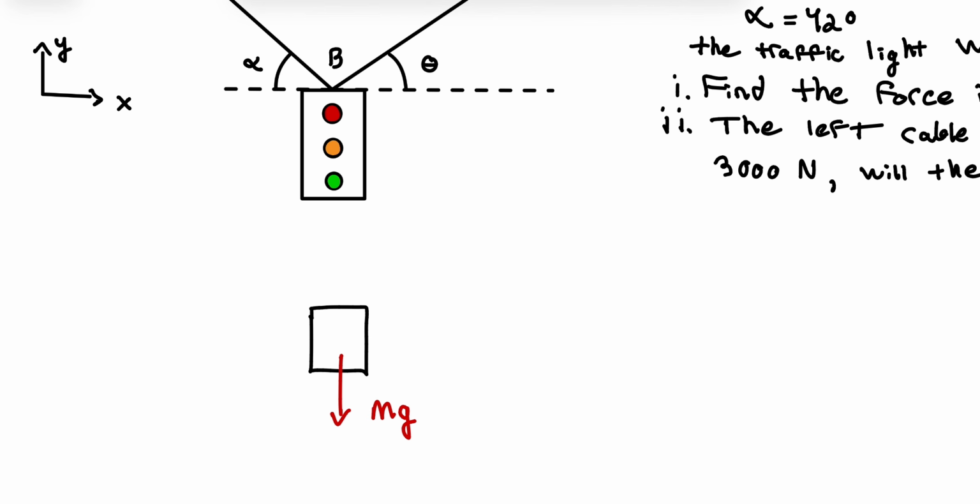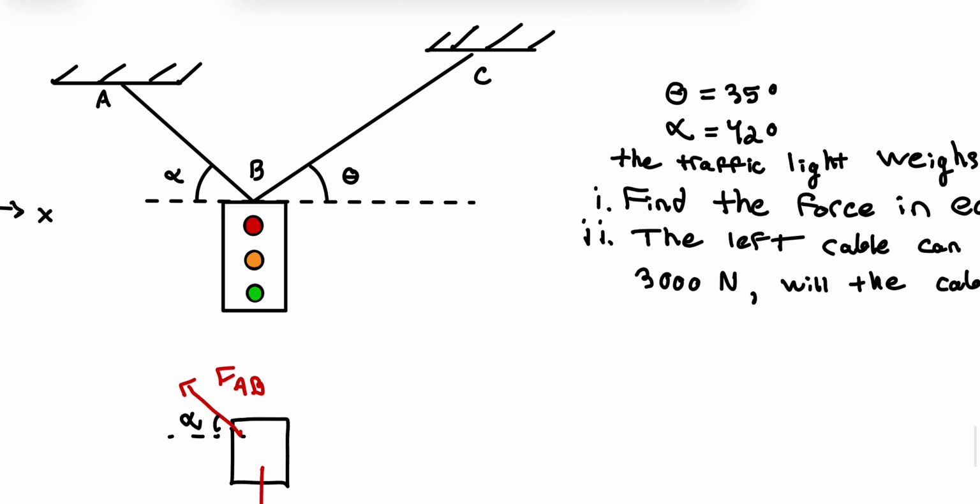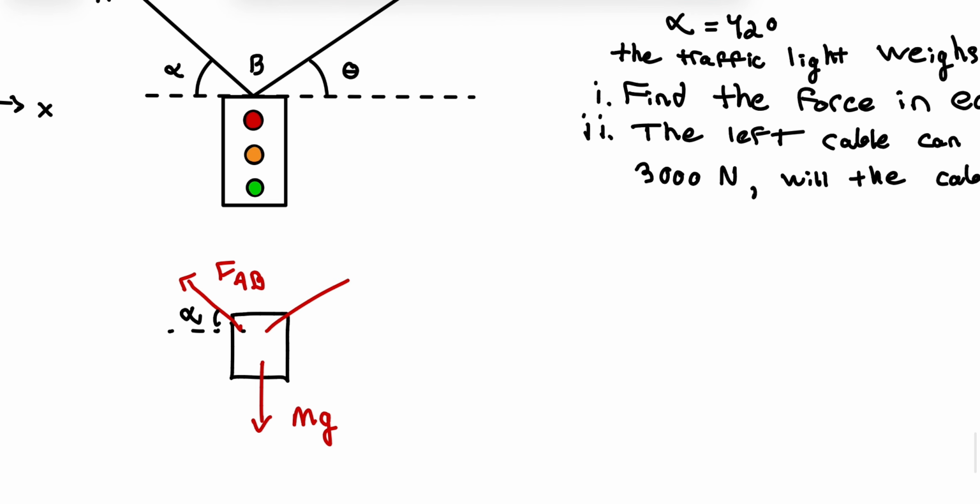Since we know the angles that the forces act at, we know essentially the direction that they'll act along as well. So for example, this is FAB, and it's going to act at an angle alpha from the horizontal. And BC right here, same idea, it's going to point along this way, and it's going to act at an angle theta.